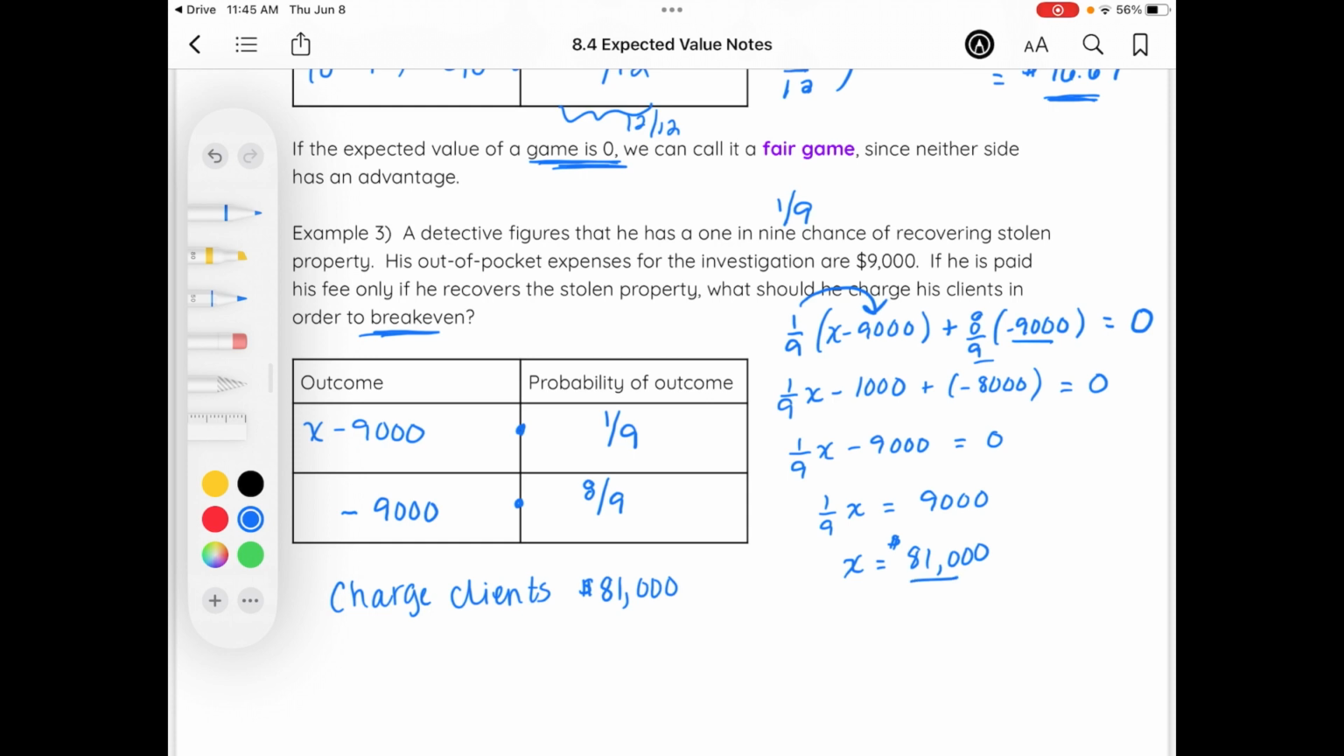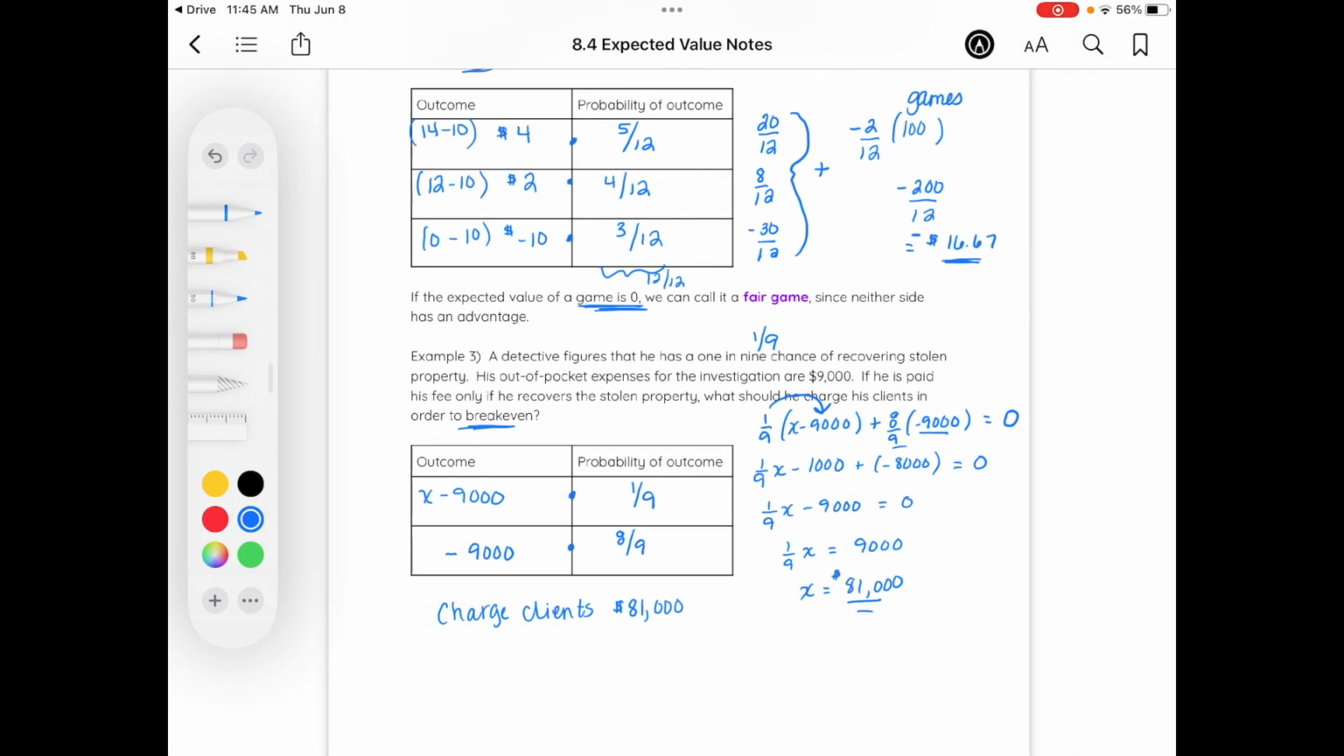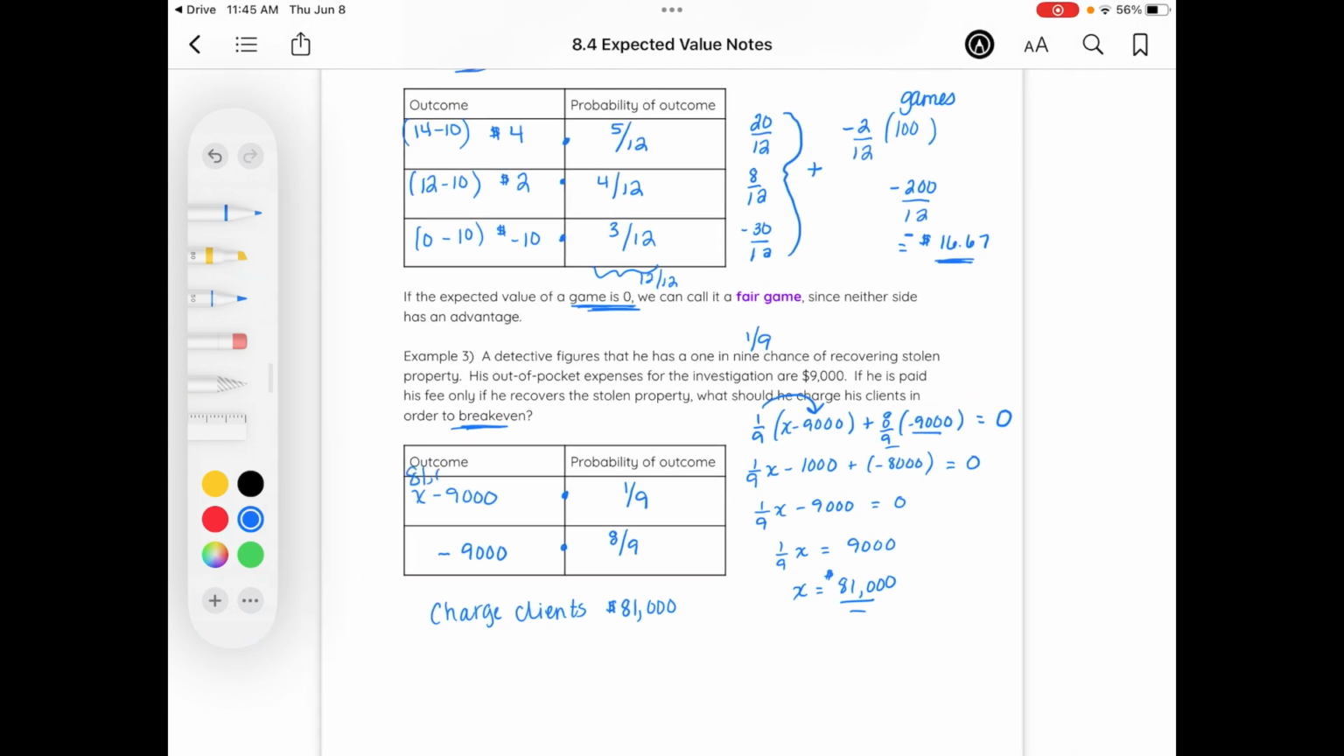And of course, if you wanted to, you could substitute 81,000 into here, subtract 9,000, multiply, and when you add, your expected value should get back down to 0, the break-even point.